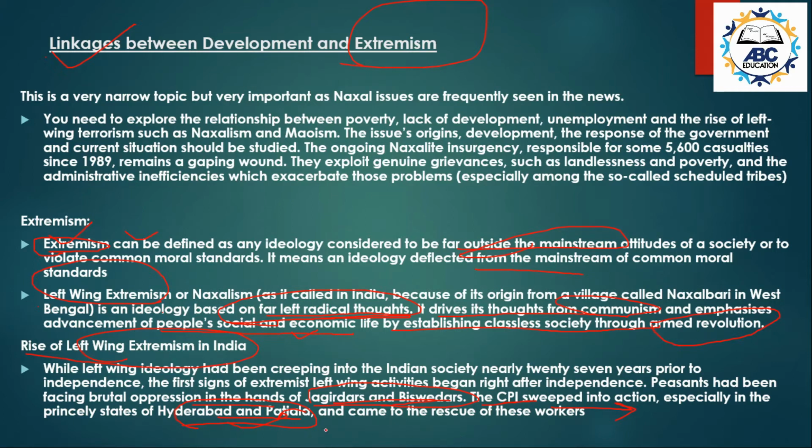They came to the rescue of these workers and these peasants from the hands of, you can say, the influential section of society at that time. So that was the first sign of left-wing extremism in India.